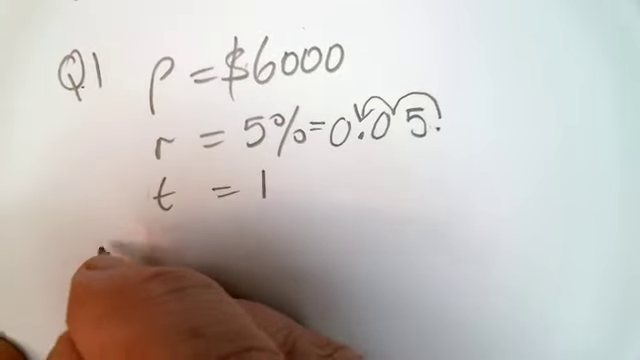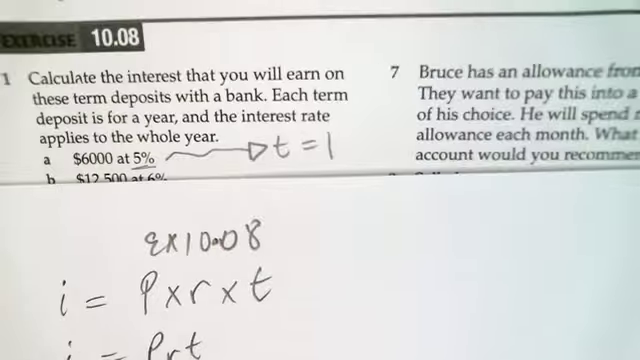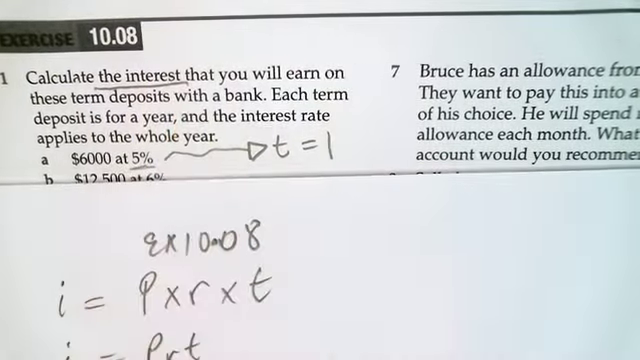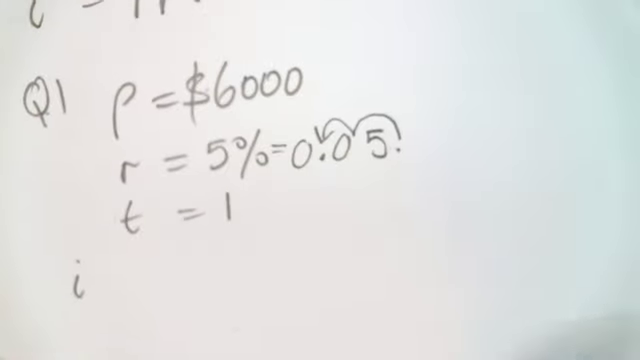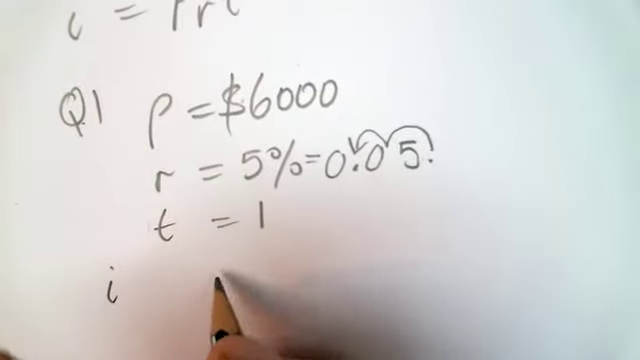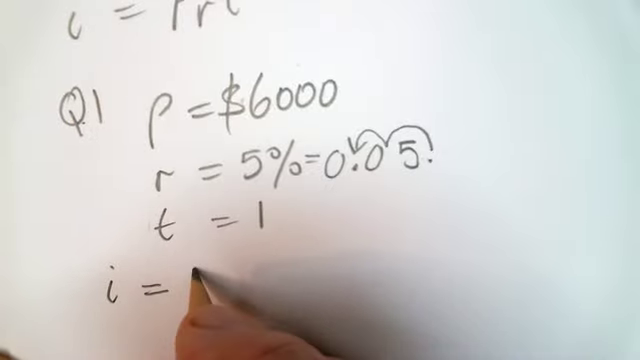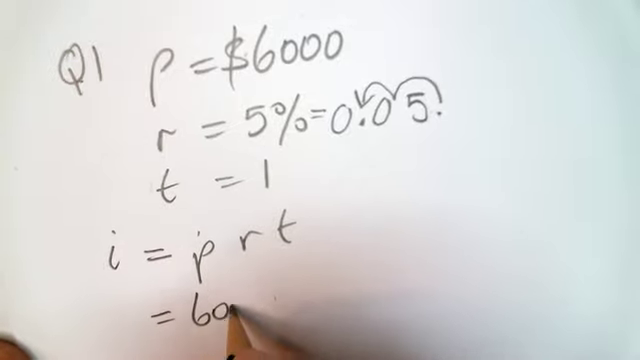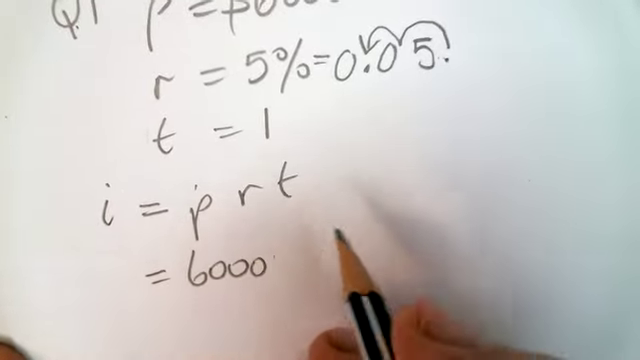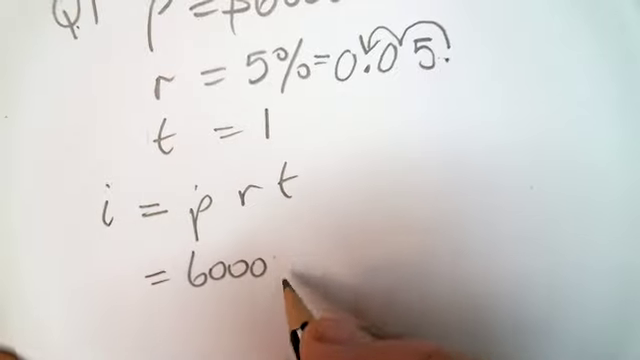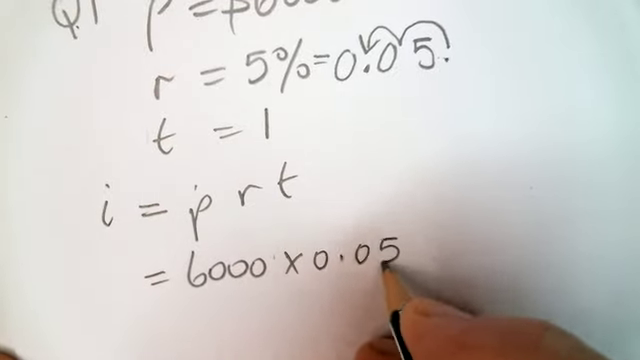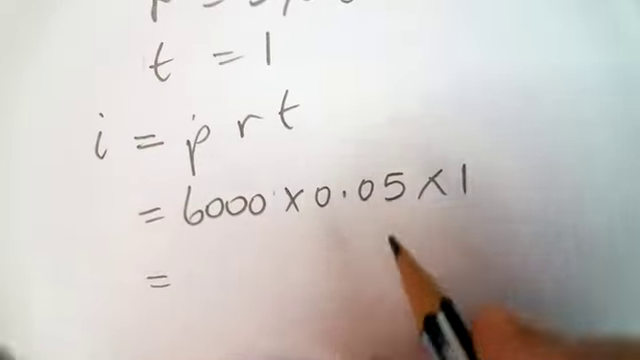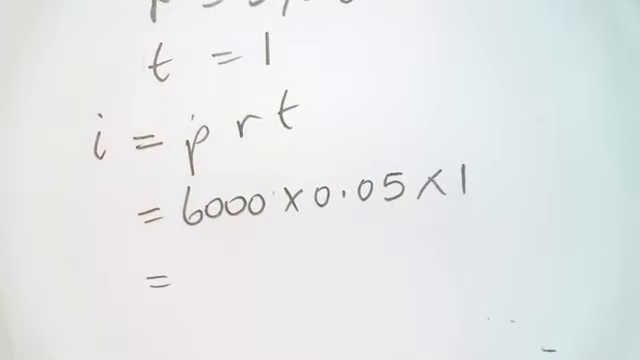So we have to calculate the interest. It says calculate the interest. That's what we're after, not the amount we've got in the bank, but the interest. So the interest is going to equal PRT, which equals 6,000. I'm going to populate this now with the numbers we have. The interest rate is 0.05, so times 0.05, and times the time, which we know is 1. So 6,000 times 0.05 times 1.